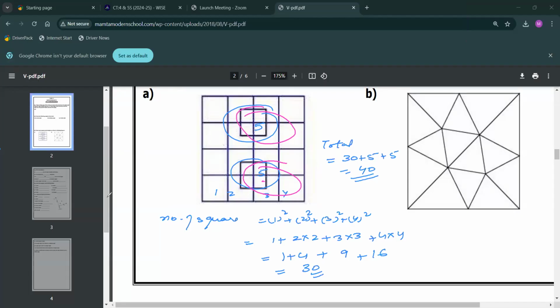Chiranja, show me your notebook. What is it? Okay, Chiranja. Advik, Advay, done? I'm writing, ma'am. Okay. Advay, show me your notebook.